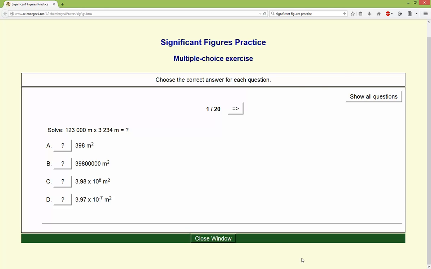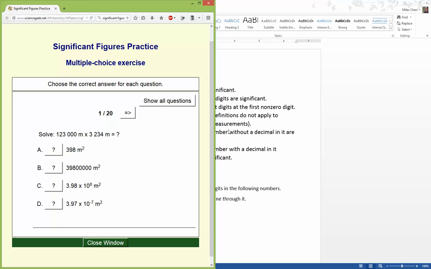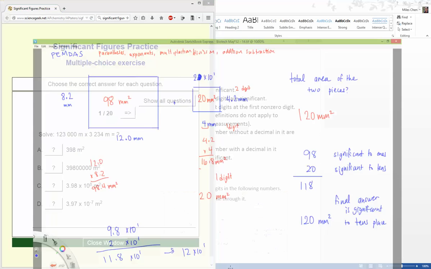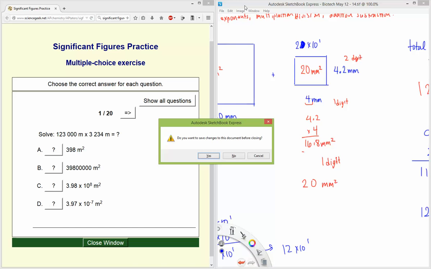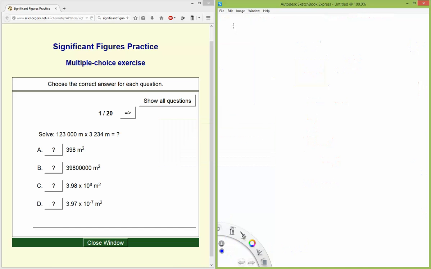So you're saying that space is... No, it's not a decimal. It's just they're breaking it up. You can imagine a comma there. Okay, so basically you've got 123,000 times 3,234. But instead of a comma, they're using a space. Because comma is an American thing. If you go internationally, they generally use a dot. So it's different wherever you go.